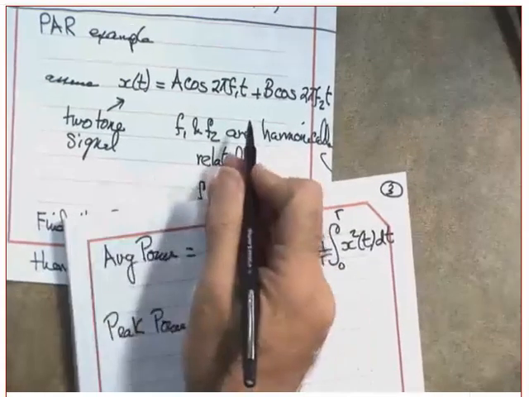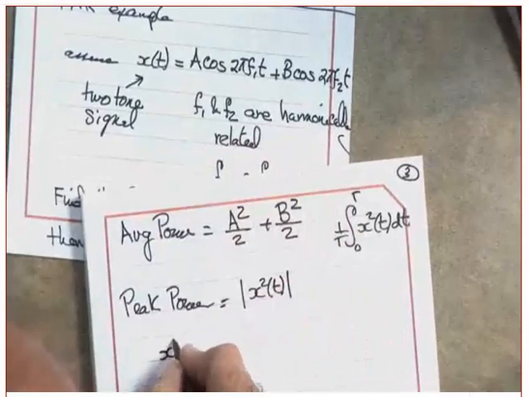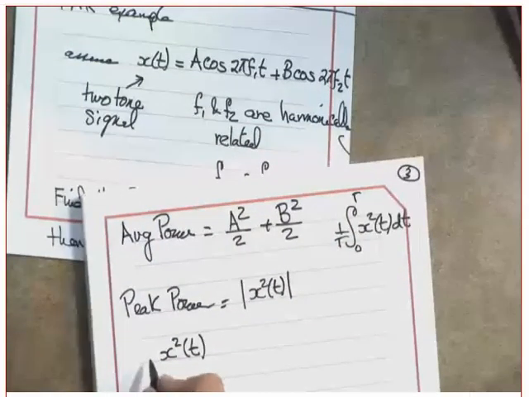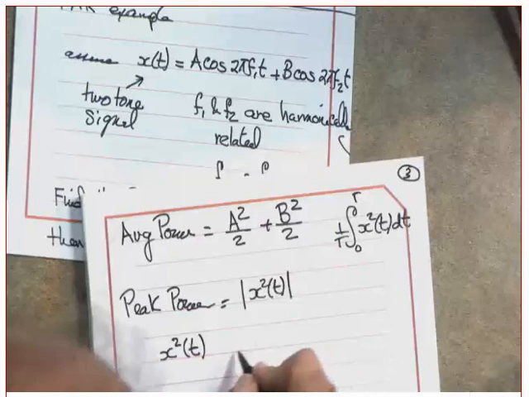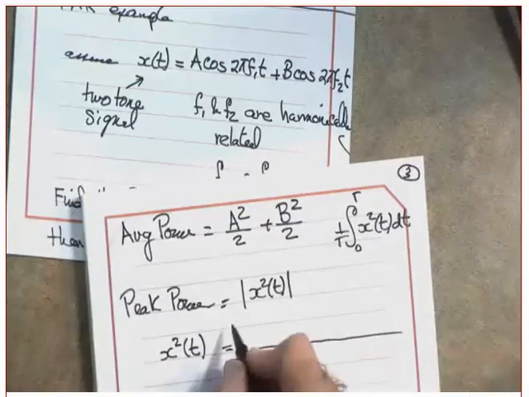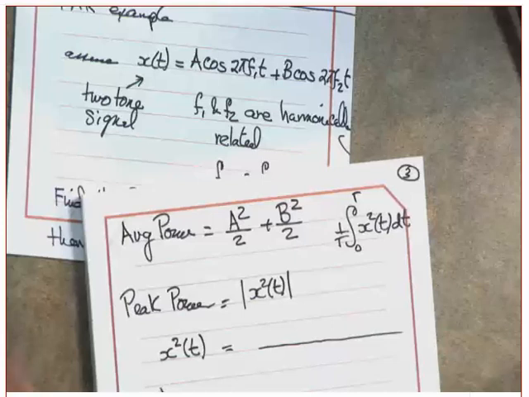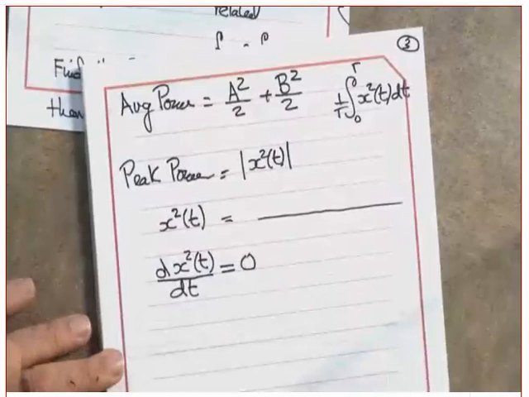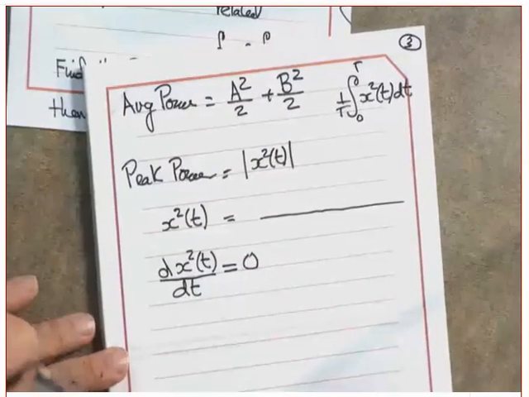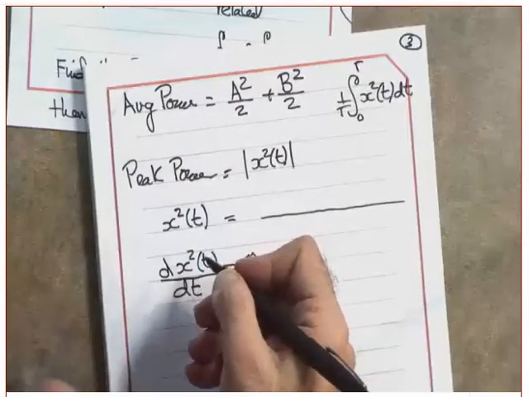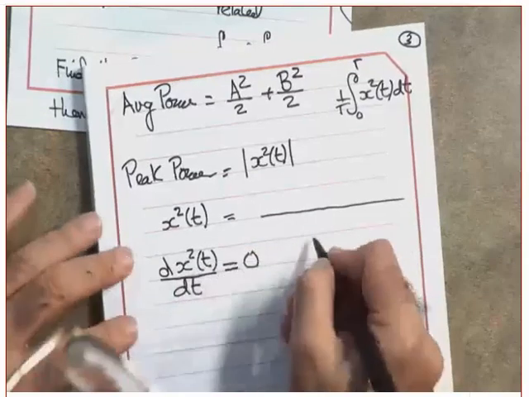Okay. So what do I need? I need to square x of t. Yes or no? And I need to figure out what the maximum is. After you find this, I'm not going to do it for you, what do you do? You differentiate and equate it equal to zero. Yes or no? What are we trying to find here? The peak, or the maximum. You agree?